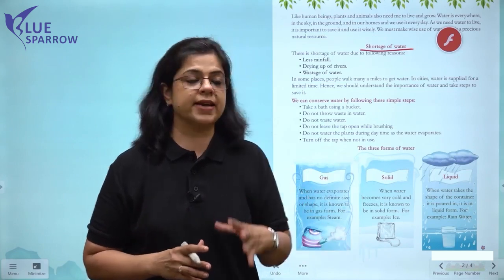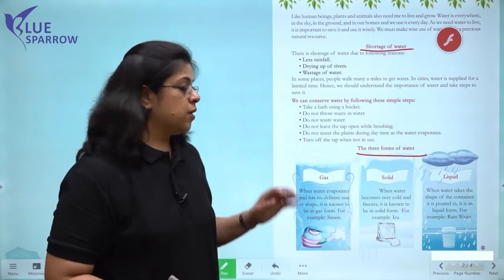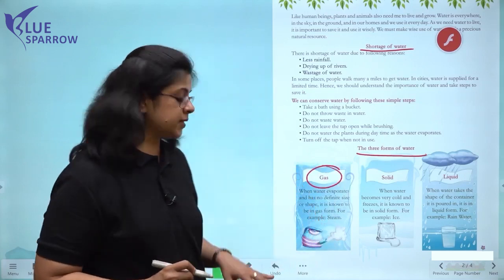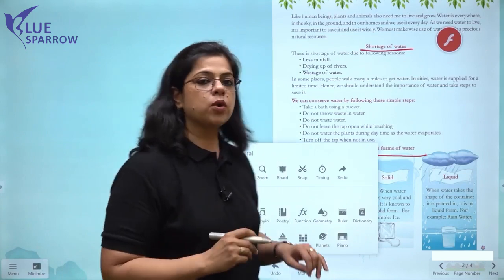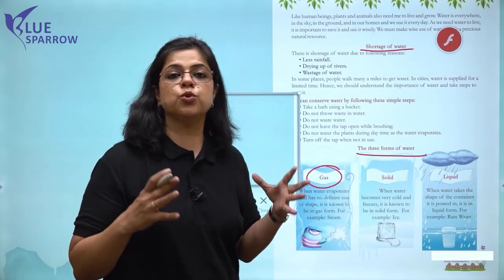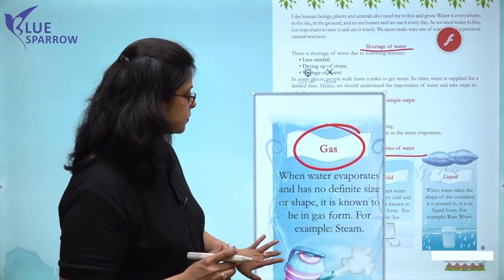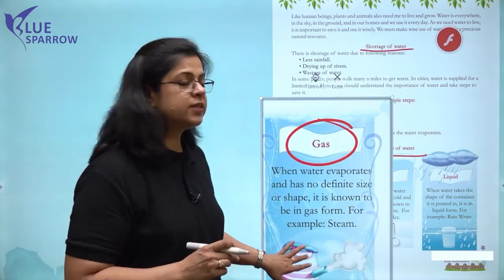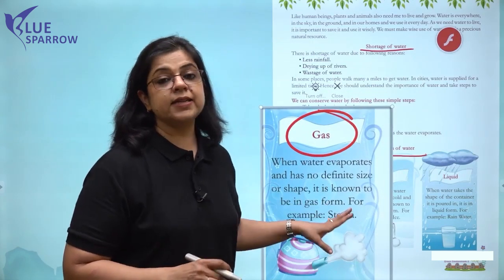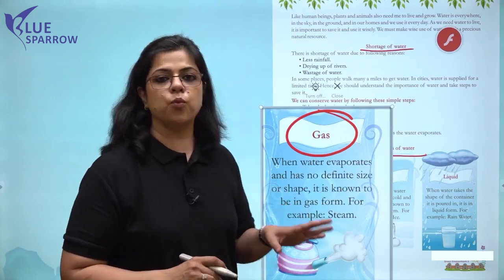Now, the water exists in three different forms. Water is present as gas. How is this gas produced? When water is heated, the molecules of water begin to move at a very fast pace and water changes into steam. In this state, there is no definite size or shape of water.